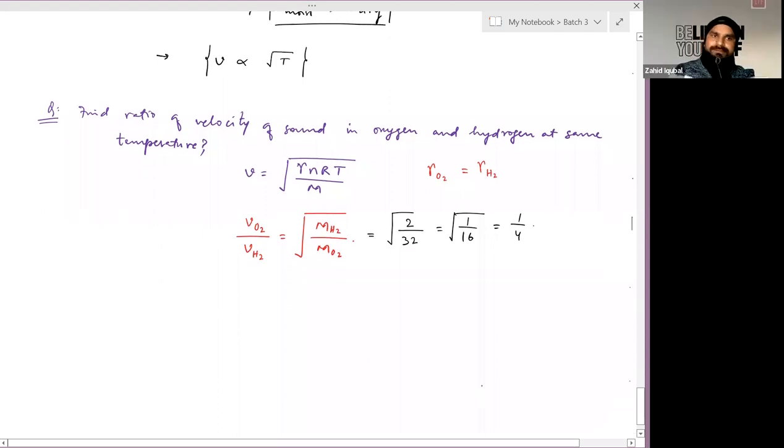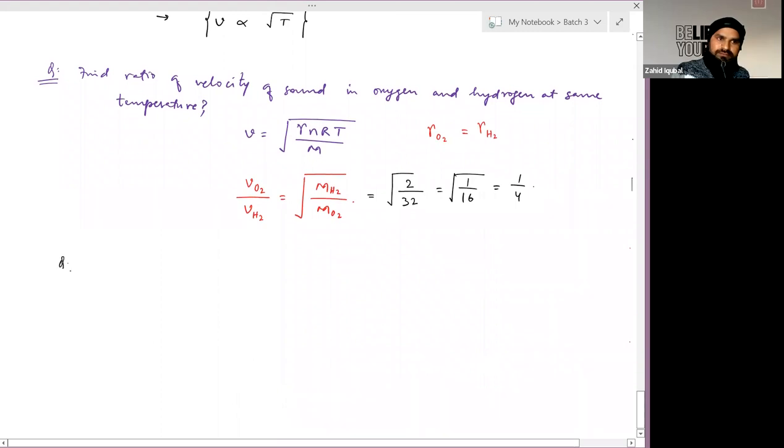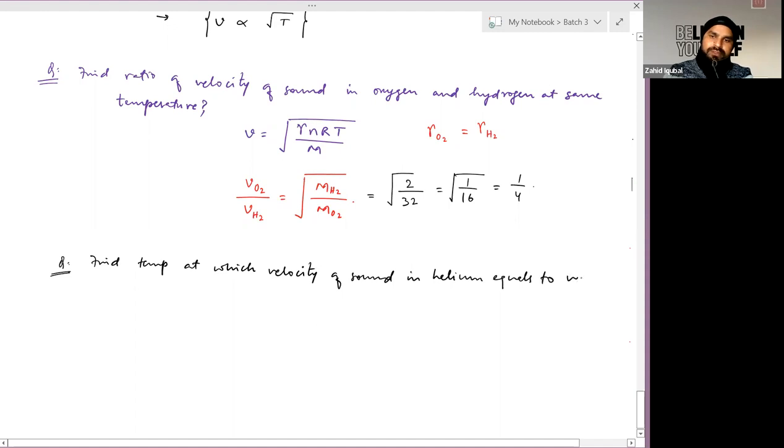Similarly, there will be a question like, find temperature at which velocity of sound in helium equals to velocity of sound in oxygen at 727 degrees Celsius. Just use the above formula and try to find.